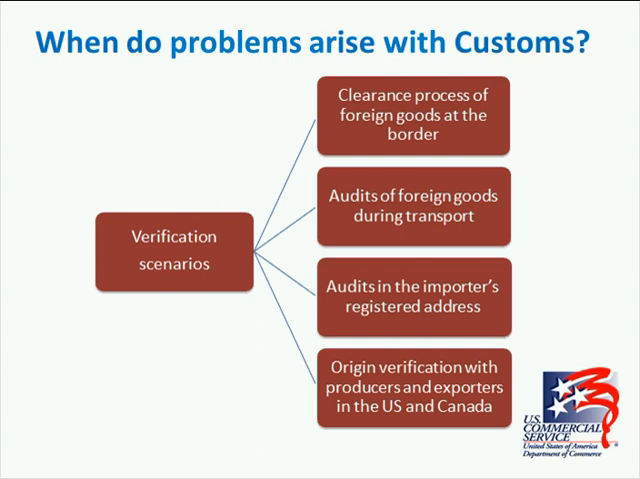The first three scenarios will only involve the Mexican importer of record directly. In the fourth scenario, origin verification, the U.S. exporters will be involved directly and have direct contact with Mexican customs. So let's now see the first three scenarios. The next slide.